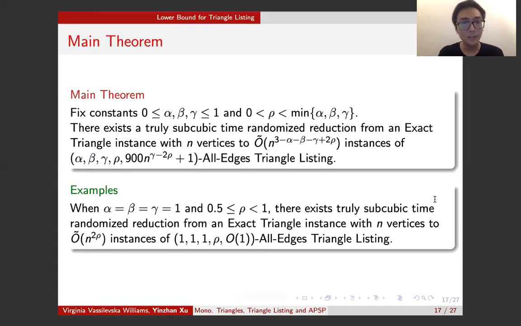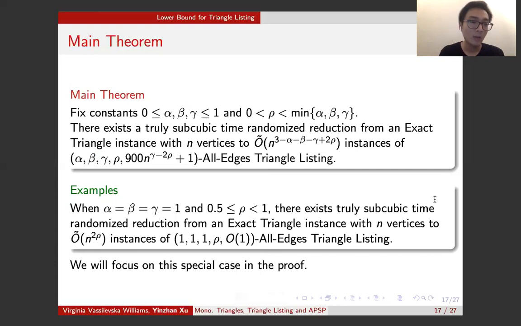The expressions in the theorem might seem long, but in the remainder of the talk, I will just focus on this special case to simplify the methods. So when alpha equals beta equals gamma equals 1 and rho is at least 0.5, this theorem states that there exists a truly subcubic time reduction from an exact triangle instance with n vertices to O tilde of n to the 2 rho instances of (1, 1, 1, rho) O(1)-OHS triangle listing.